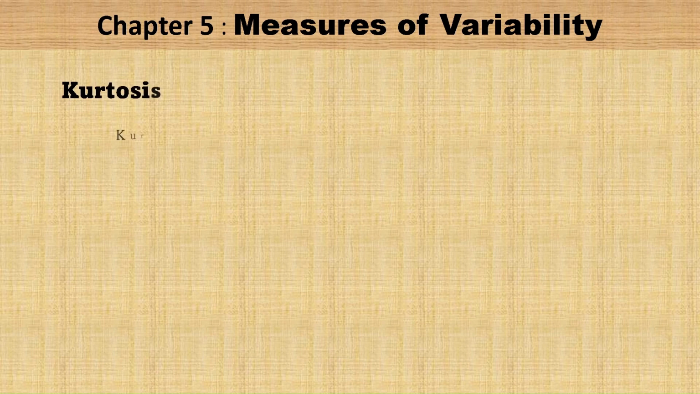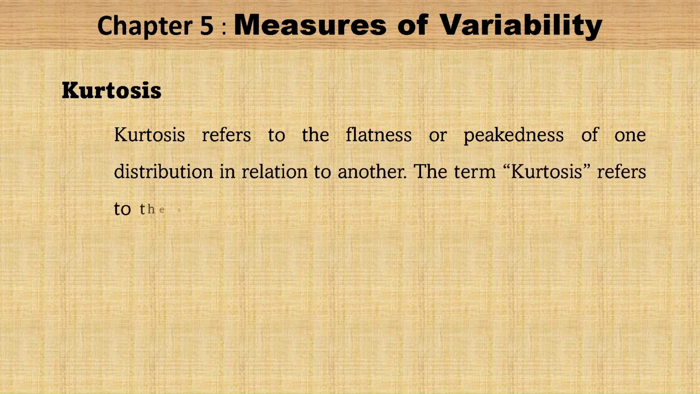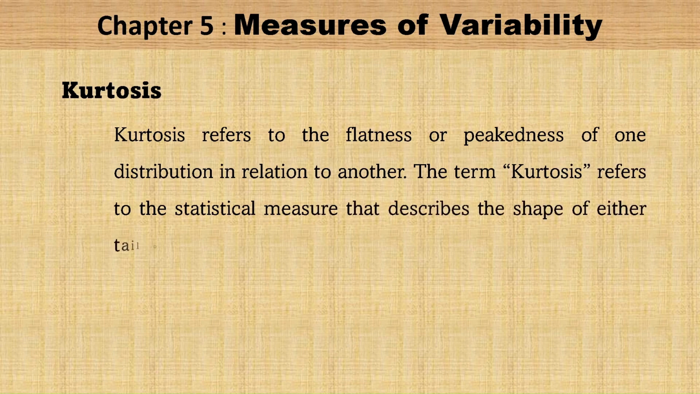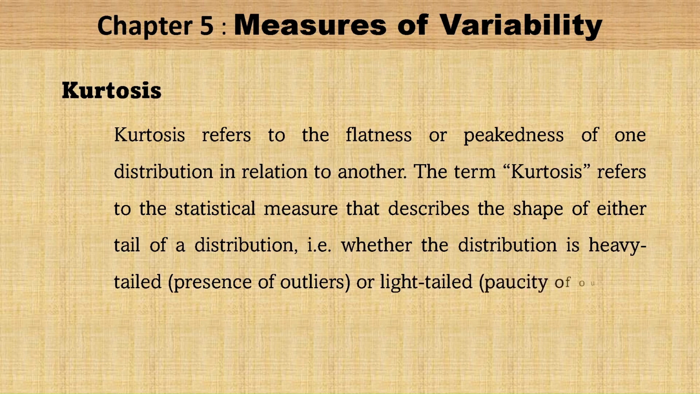Kurtosis. Kurtosis refers to the flatness or peakedness of one distribution in relation to another. The term kurtosis refers to the statistical measure that describes the shape of either tail of a distribution, that is, whether the distribution is heavy-tailed, presence of outliers, or light-tailed, paucity of outliers, compared to a normal distribution.